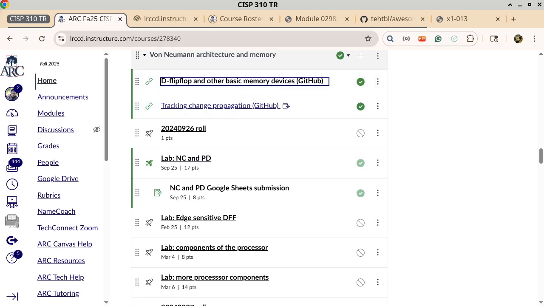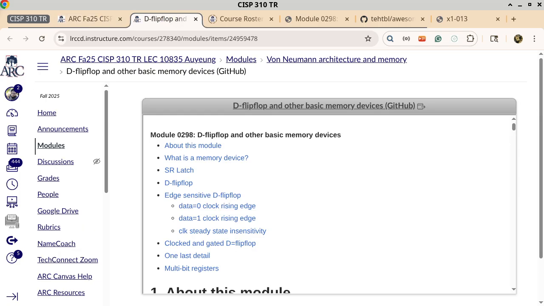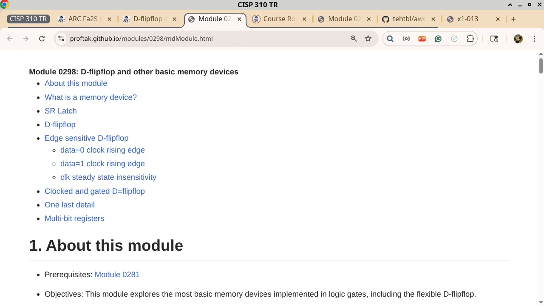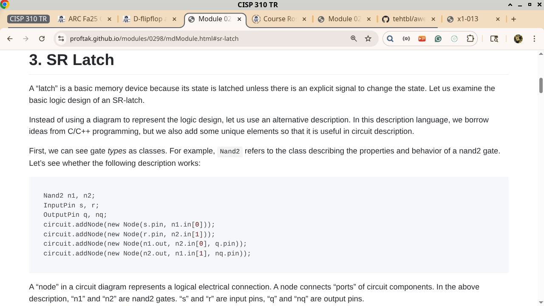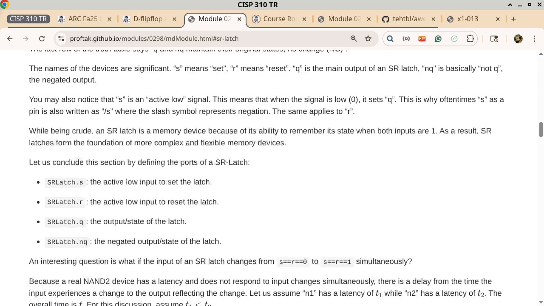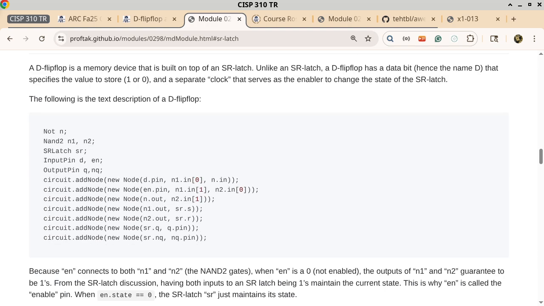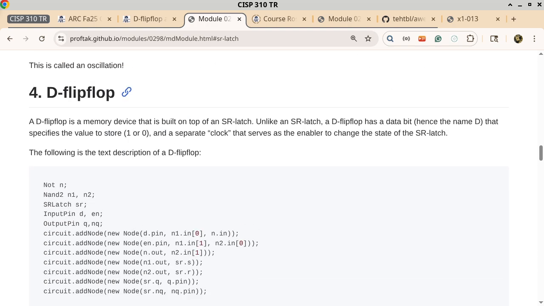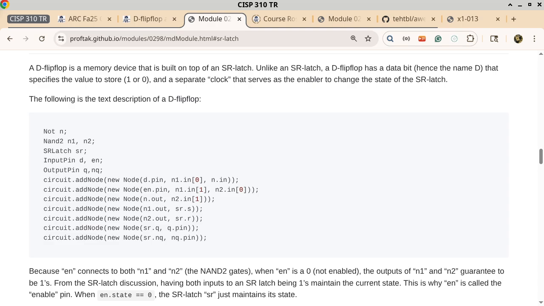Okay, so we'll go ahead and open it on the side over here. So we are pretty much done with section 3. So we are moving on to section 4 now. So section 4 is called a D flip-flop, which is also known as a level sensitive D flip-flop. I'll explain that later. But the first thing I want to explain is what is this?